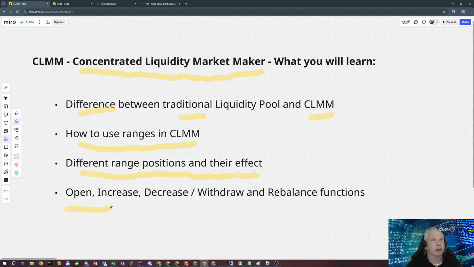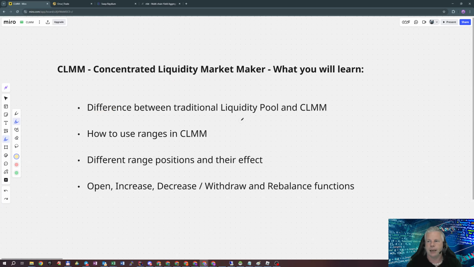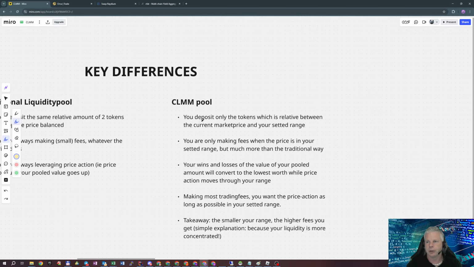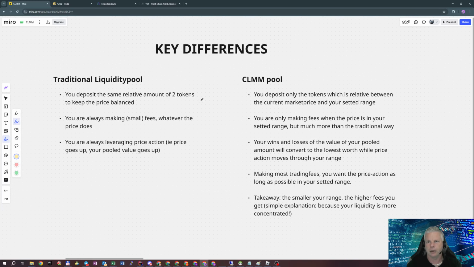You can open a position, you increase and decrease it, and the full decrease will be the withdraw. And we have rebalancing, which is a special item. So let's go to the next slide. Look at my beautiful slides here.